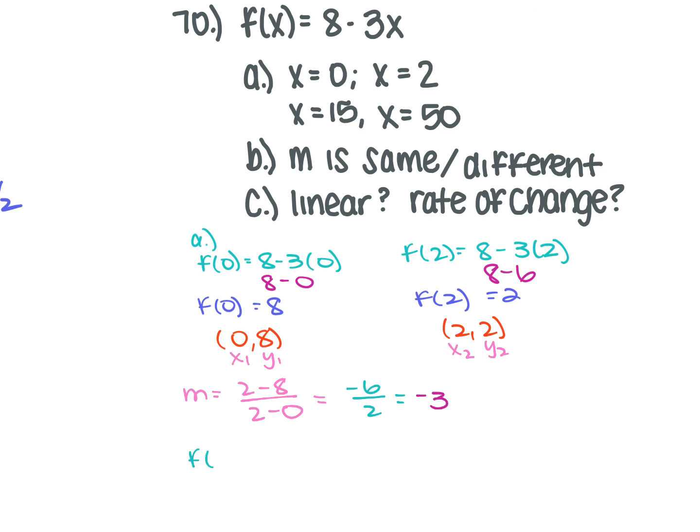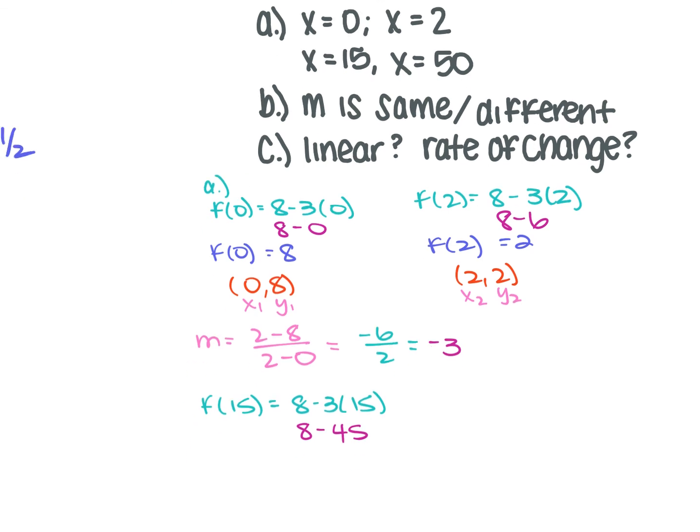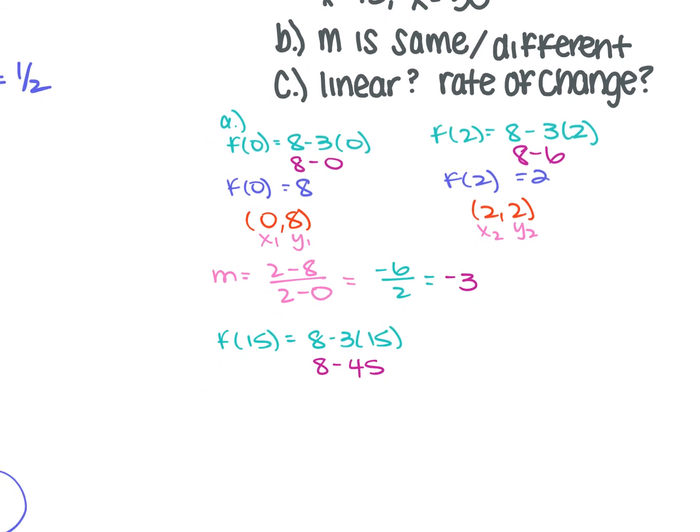So find f of 15. That's going to give us 8 minus 3 times 15. The negative 3 times 15 is negative 45. So 8 minus 45. Your bigger number here is negative, so your answer is going to be negative. So 45 minus 8 gives us negative 37 when we simplify it. So this is the ordered pair, 15 comma negative 37.